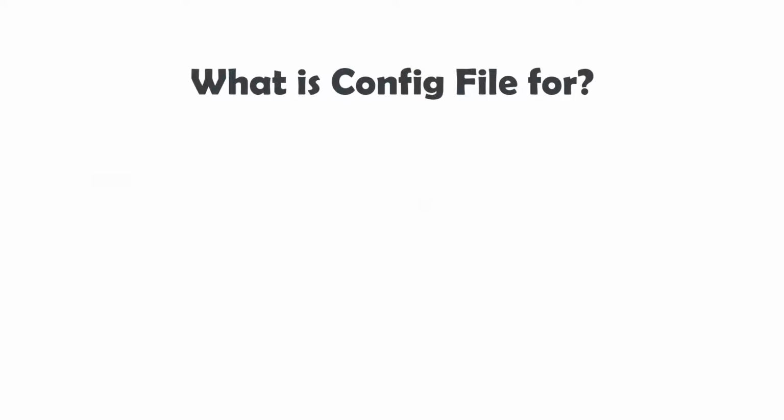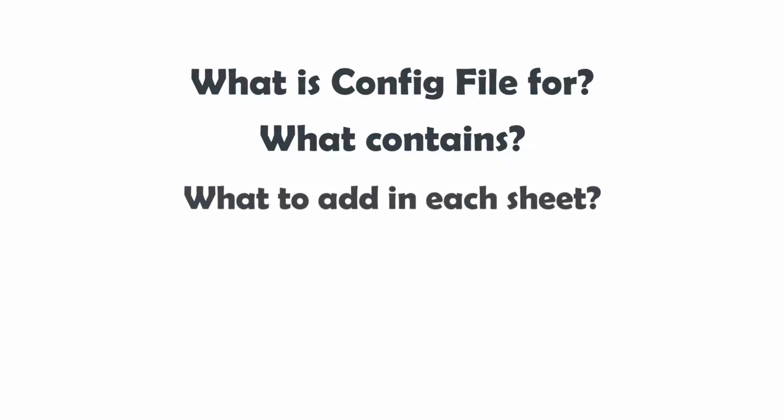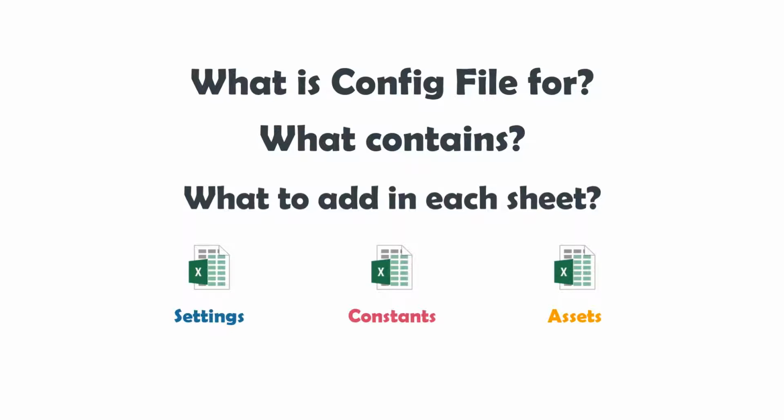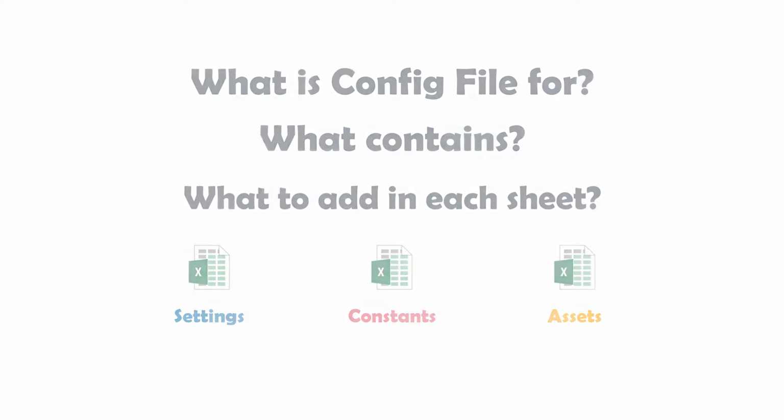Now we know what the config file is for, and what it contains. We know also what we have to add in each sheet. As mentioned, we have these 3 sheets by default, but we also can add new sheets, depending on what we need in the process. Let's now see how to convert this Excel file into a dictionary.